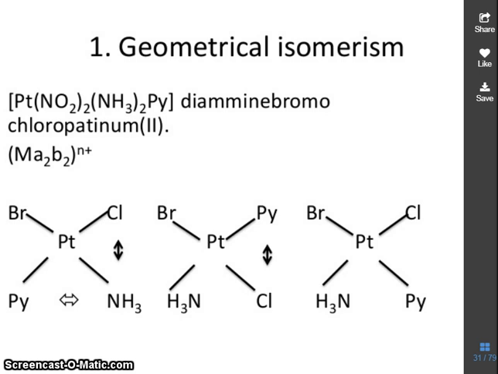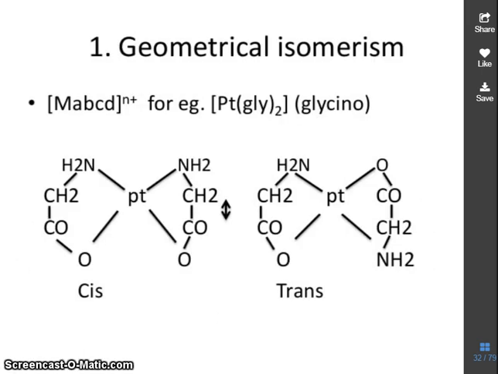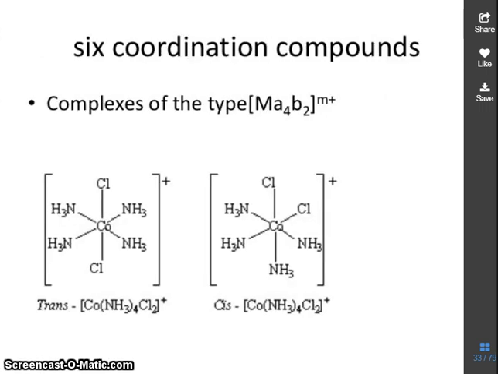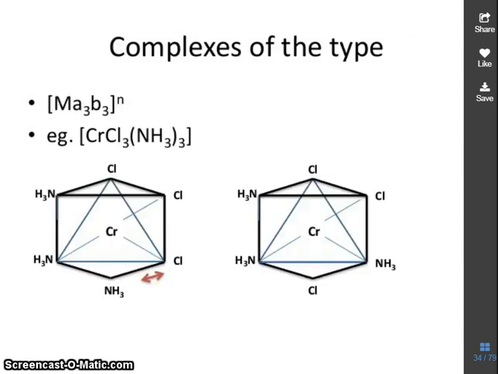Now friends, geometrical isomerism. You can see Ma2b2 type compounds, and there is a cis and a trans. Now you can see Mabcd, for example Pt glycine or glycinato. One is cis and one is trans. Now six coordination compounds, complexes of the type Ma4b2. So trans [Co(NH3)4Cl2]+ and cis [Co(NH3)4Cl2]+. You can see complexes of the type Ma3b3, so CrCl3(NH3)3. You have this type of isomerism.